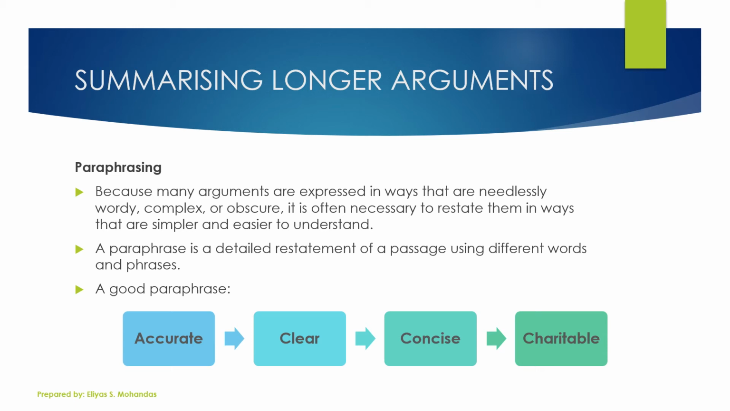Now, because many arguments are expressed in ways that are needlessly worded or complex or obscure, it is often necessary to restate them in ways that are simpler and easier to understand. Now, a paraphrase is a detailed statement of a passage using different words and phrases. So a good paraphrase is basically number one, accurate, number two, clear, number three, concise, and number four, charitable. We'll be looking at some explanations on these four.